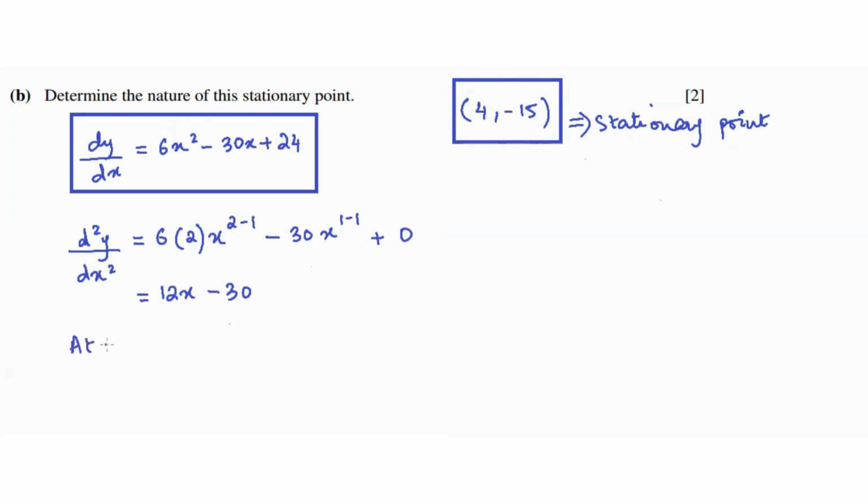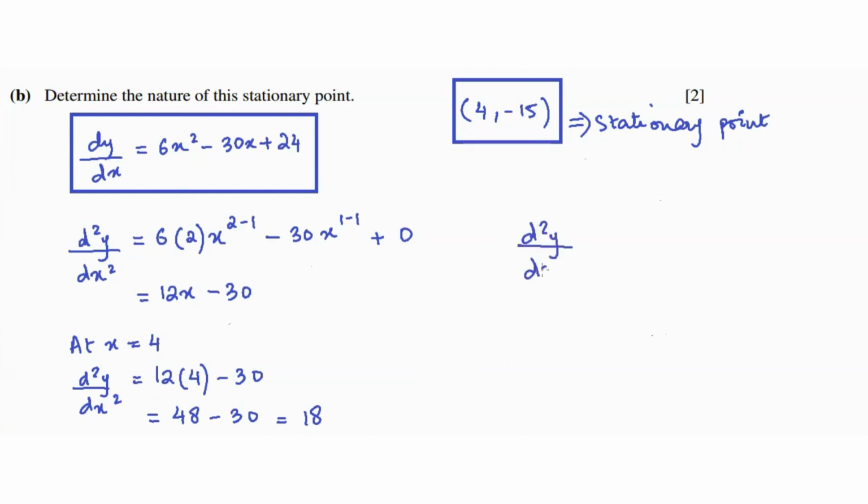So at x equals 4, your double derivative has the value of 12 times 4 minus 30, which is 48 minus 30, and that is equal to 18. Since the value of the double derivative is greater than 0, that means this is a minimum point. If it was less than 0, then it would be a maximum point.